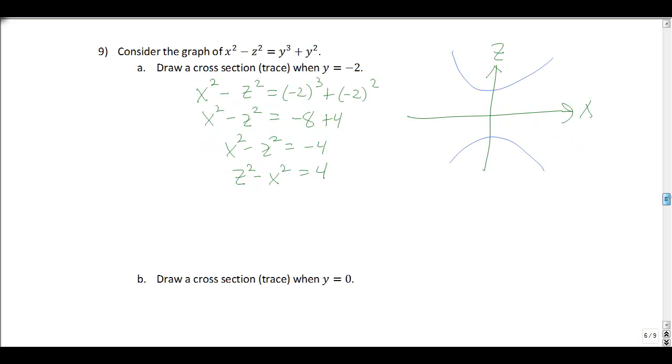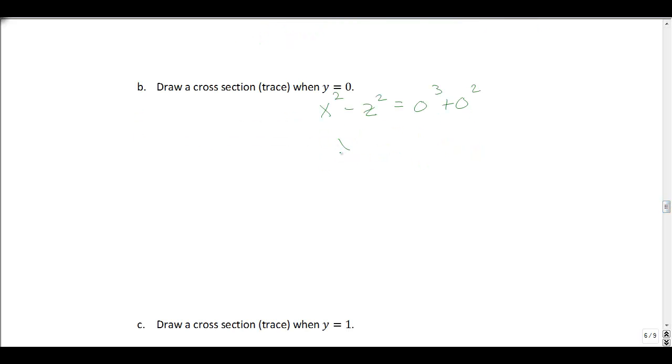Next one. We're going to do a cross section when y equals 0 here. So again, we're just going to plug in y equals 0. So we get x squared minus z squared equals 0 cubed plus 0 squared. Well, 0 cubed plus 0 squared is 0. And so what we get is x squared minus z squared equals 0. That is x squared equals z squared. And that is x equals, well, it'd be tempting to say z, but you could actually have plus or minus z.